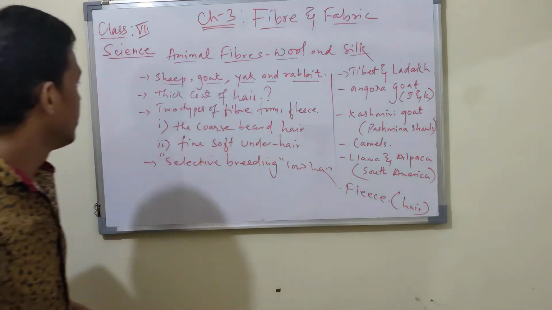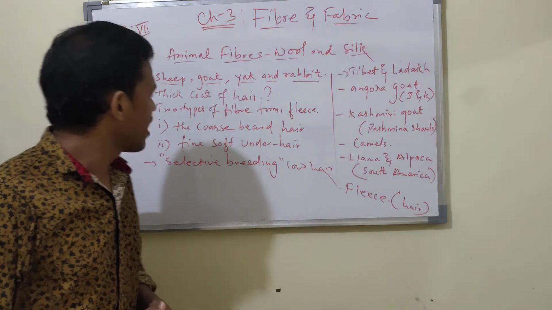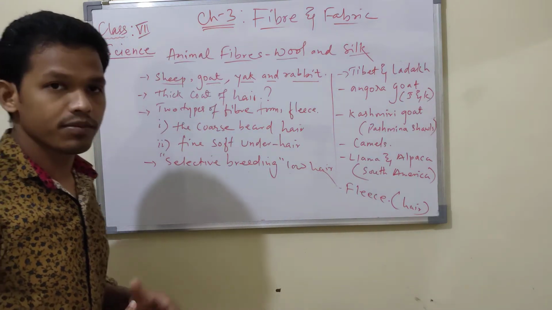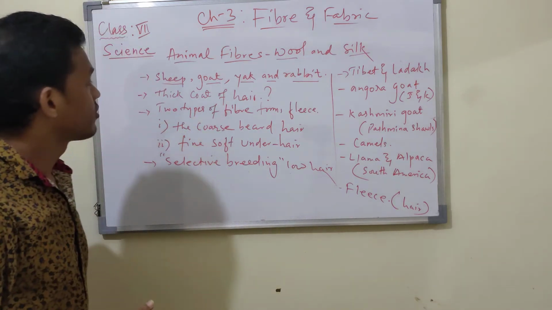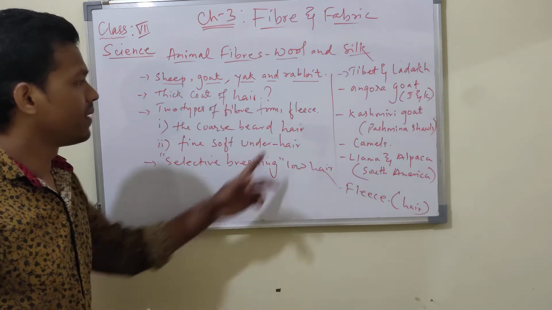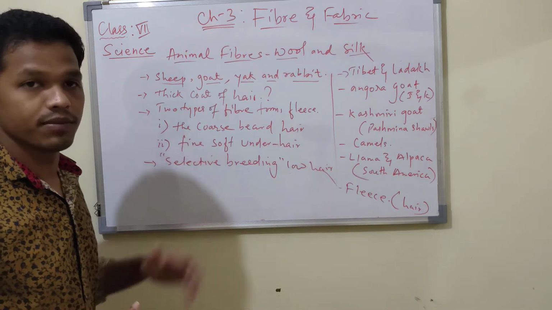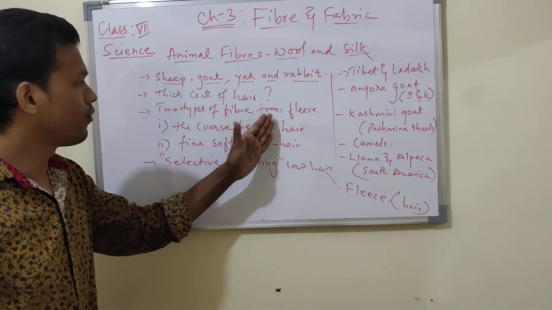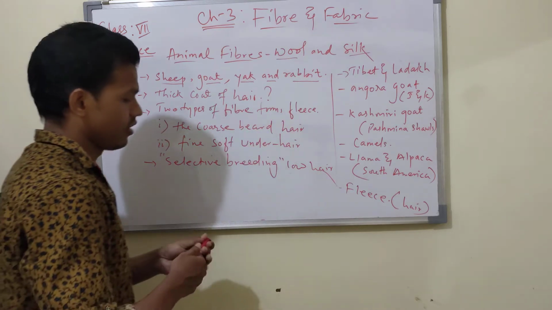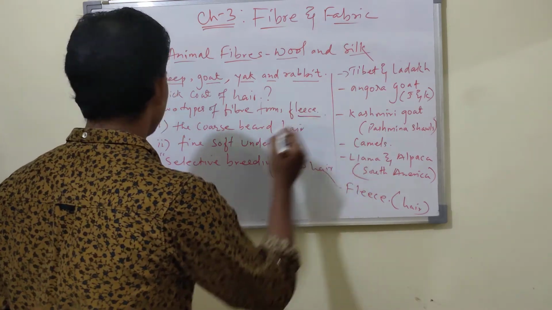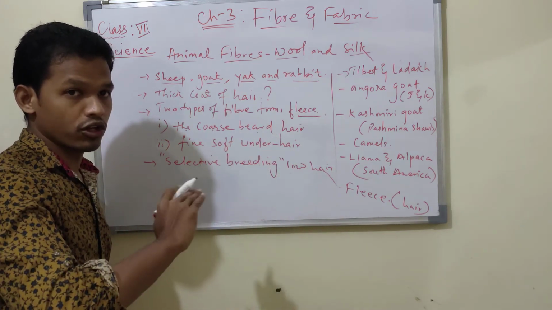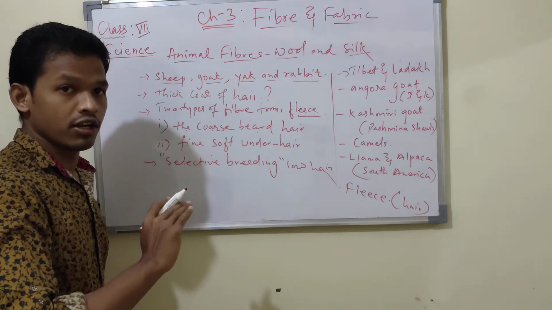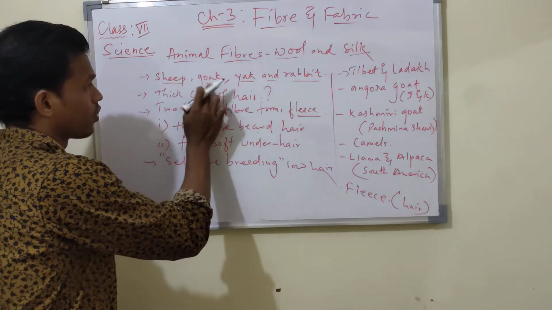So next, these breeds of sheep have two types of fiber to form a fleece. Fleece means hair. There are two types: the coarse beard hair on the body of animals like sheep, goat, yak, and rabbit.